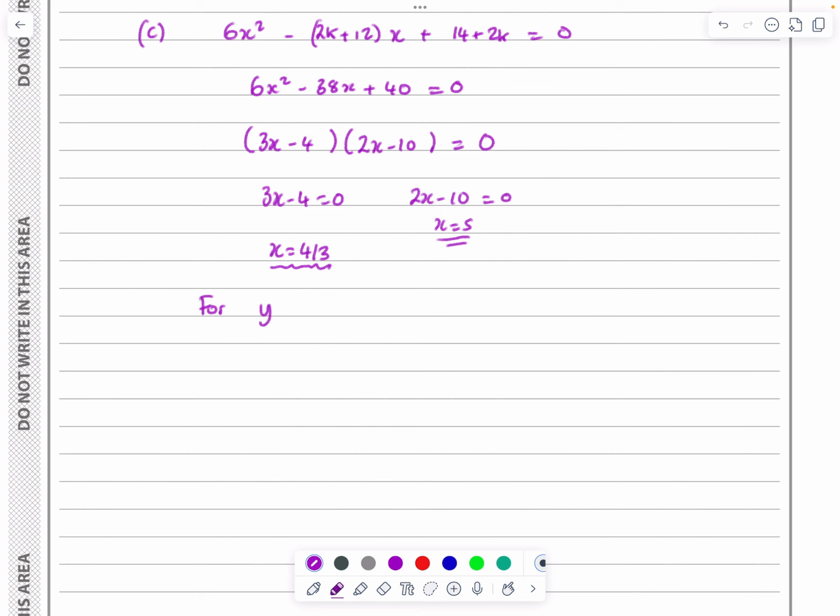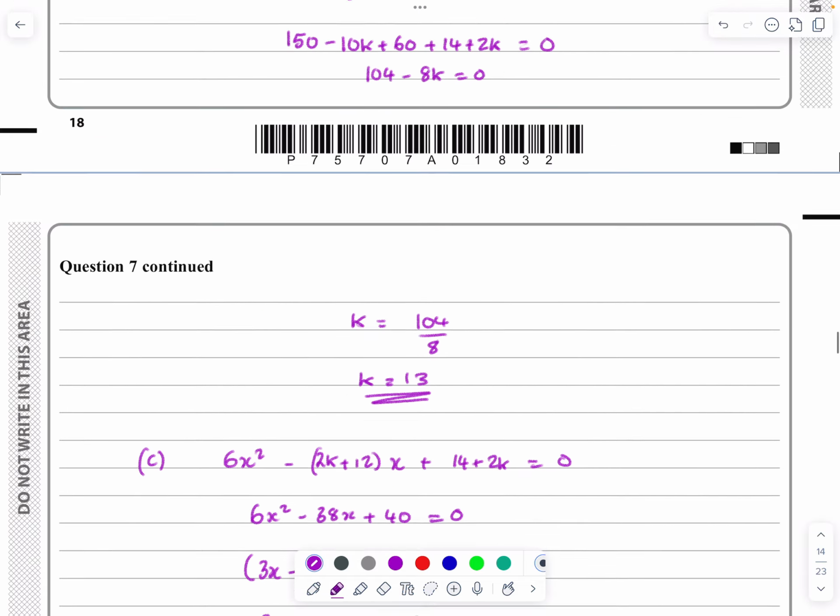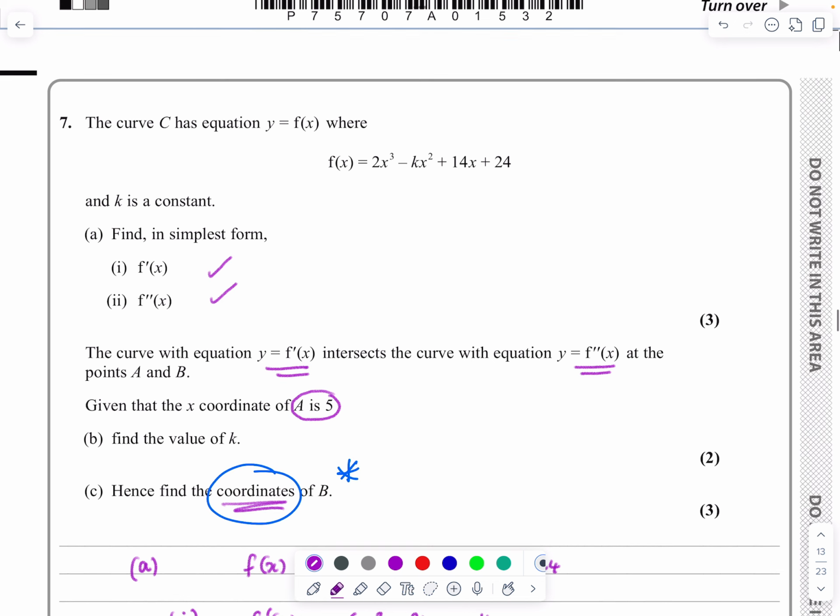So for y equals 12x minus the 2k we had. Remember, we know k is equal to 13, so it's equals 12 lots of 4 over 3 minus, this is 26 now, isn't it, because k is equal to 13. So y works out to be equal to minus 10, and I just finish it off. B is the point then, 4 over 3, minus 10. Relatively easy question, but just make sure we don't fall into any traps and not complete it because we're not concentrating. But hopefully that makes sense to everybody.